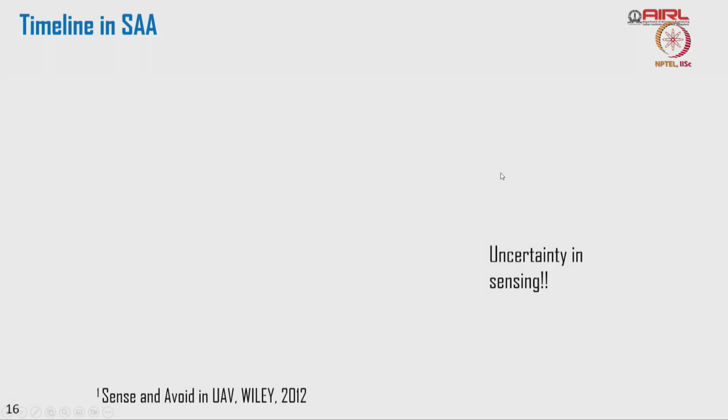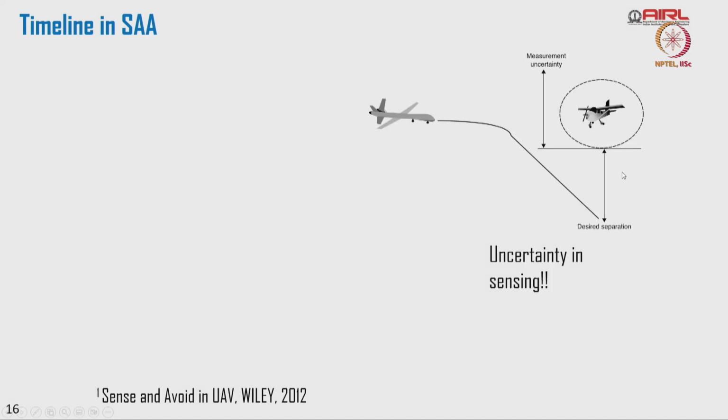Now, let us look at timelines in sense and avoid. A drone is flying, and another drone is coming here. I am looking at the desired separation needed, which is so much distance. Now, what is my challenge? My biggest problem is my uncertainty in sensing. Uncertainty in detecting the target, uncertainty in detecting its position, velocity, and geometry, all of that is going to play an important role in developing a sense and avoid solution.